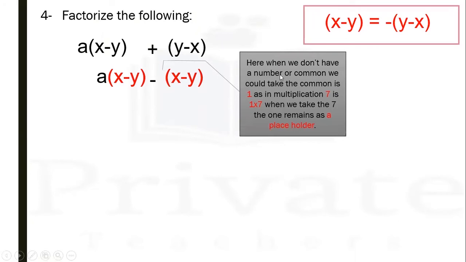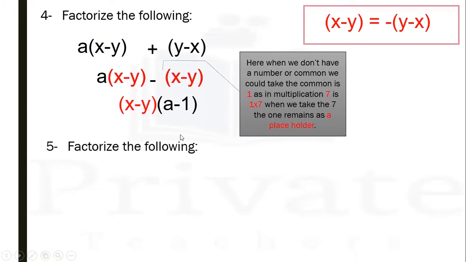Here, when we don't have a number as common factor, we could take the common factor as 1, as in the multiplication of 7 is 1 times 7. When we take the 7, the 1 remains as a placeholder. This means here, if we take x minus y as a common bracket, what remains here is 1. So x minus y as common bracket. Here, inside the bracket, we have a minus 1 as placeholder. Then number 5, factorize the following: a to the power of 3 minus b to the power of 3.